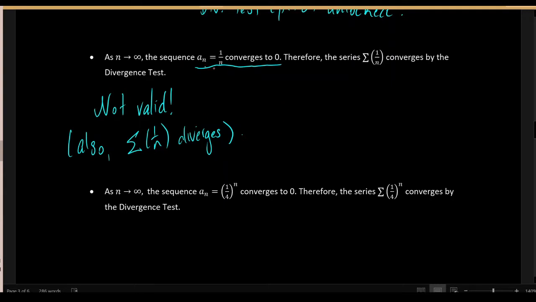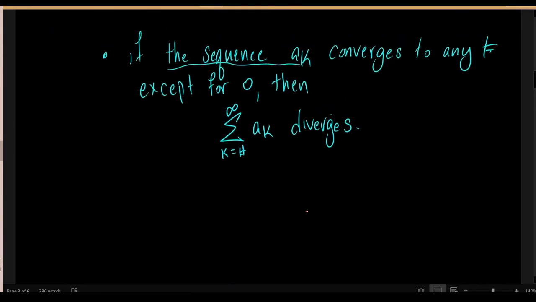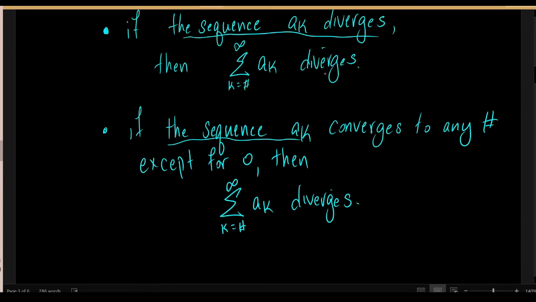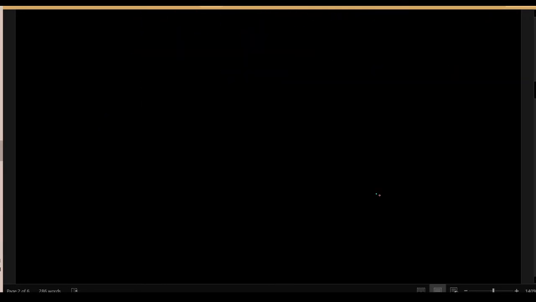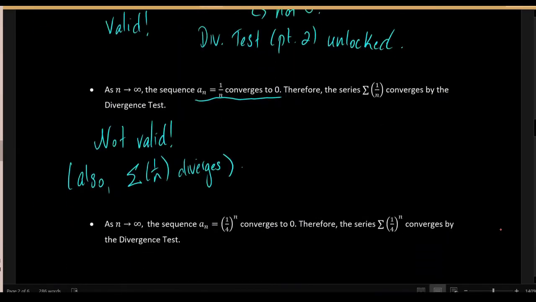Because the sequence converges, the first part of the divergence test is still locked. And because the sequence converges to 0 in particular, the second part of the divergence test is still locked. In other words, neither one of these two hypotheses is satisfied. It is not true that the sequence diverges, and it is also not true that the sequence converges to a number that's not equal to 0. Neither hypothesis is satisfied.